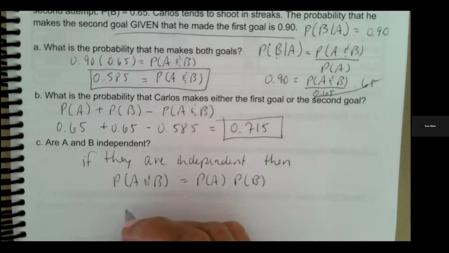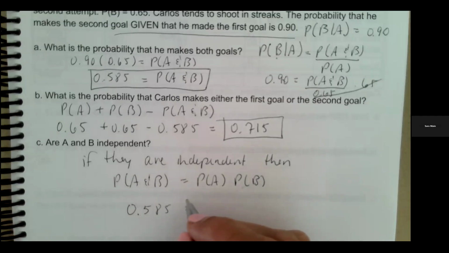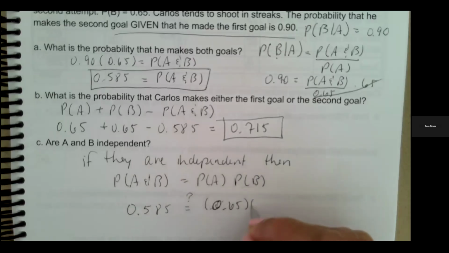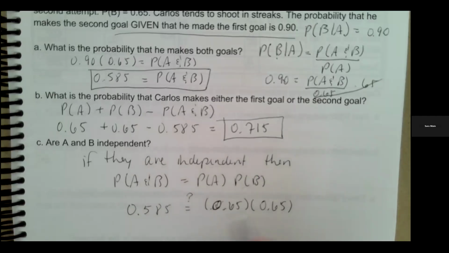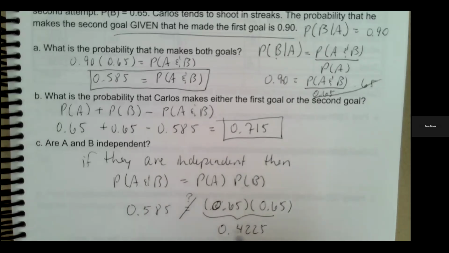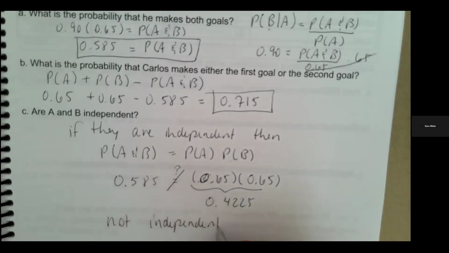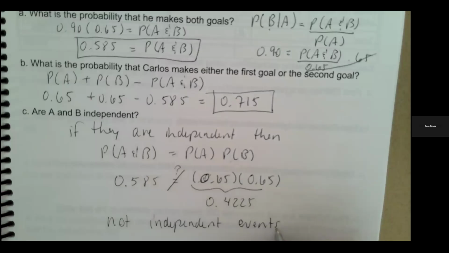So we know the probability of A and B. We found that to be 0.585. And then it's a question mark, right? We're challenging this. So the probability of A is 0.65 times the probability of B, which is 0.65. And that equals 0.4225. So that means that they don't equal. The left does not equal. So that tells us that they are not independent events. That's how you check that.